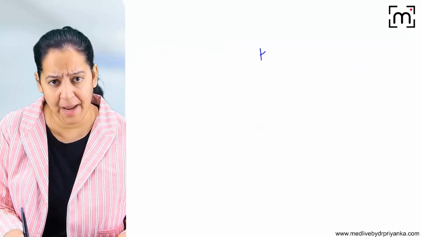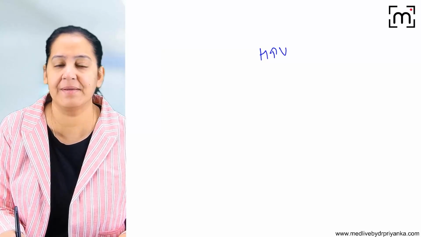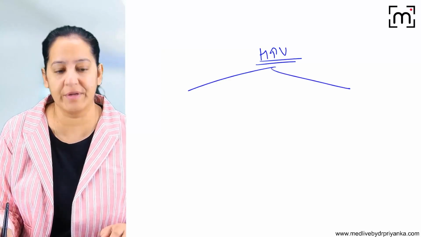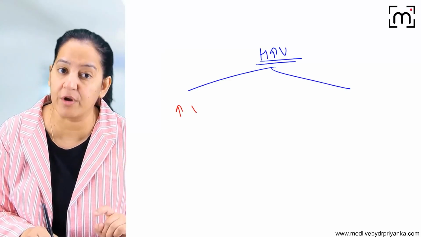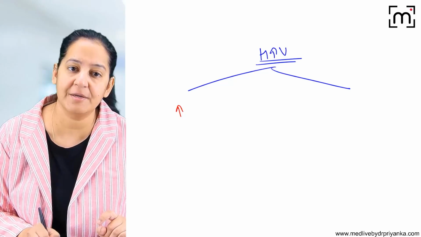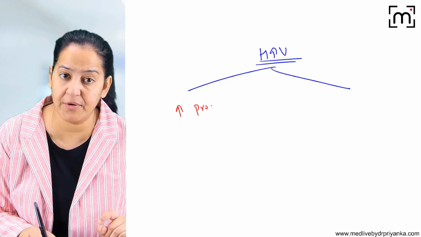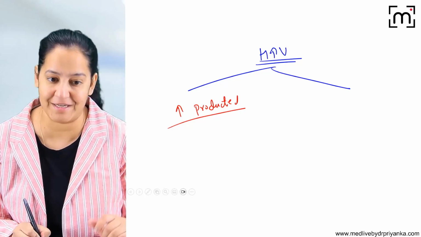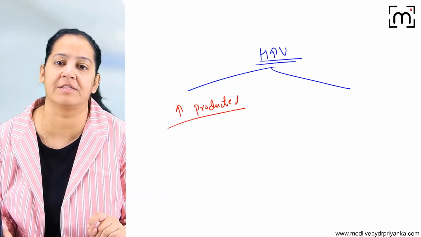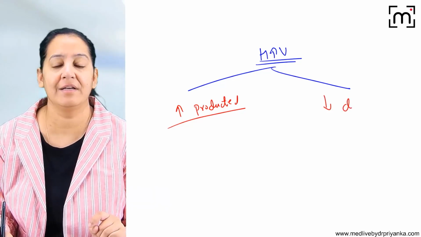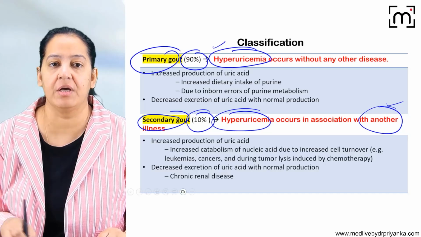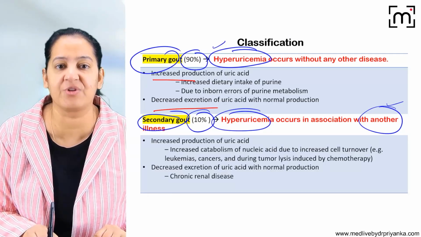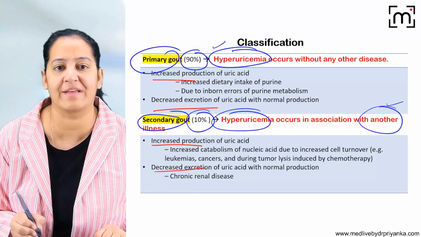Now, hyperuricemia in primary as well as secondary gout can be due to two reasons. Either there is increased production of uric acid, or its excretion is decreased. Uric acid is produced as a metabolite of purine metabolism. It is the end product of purine metabolism. So either the production is more or excretion is less.